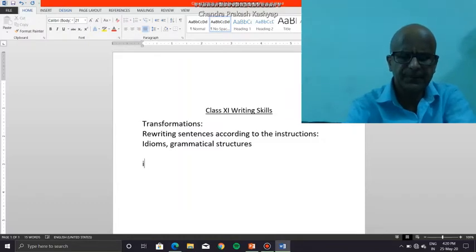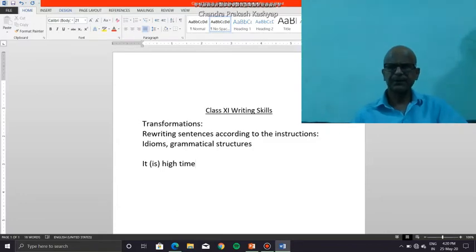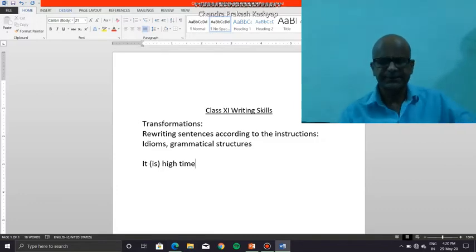It is high time. Now, it is idiomatic, and therefore it doesn't follow any grammatical structure. However, there is set structure, you may say, which we've learned, which we've acquired. This is acquired English.